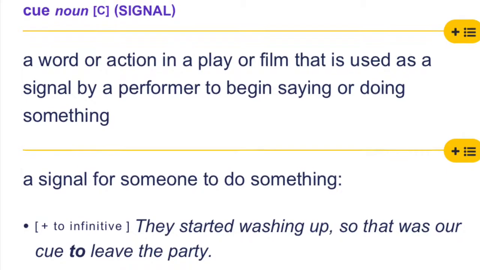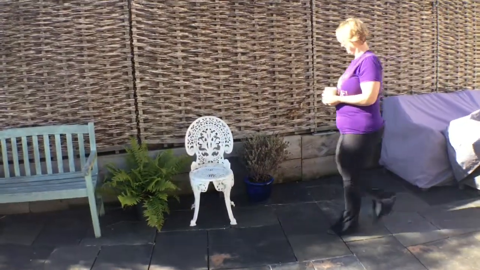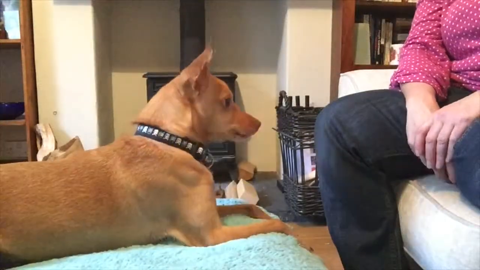A cue is a request for a behaviour to happen. This could be something really simple, like a chair is a cue to sit down. Or the name of the dog is a cue to turn their head and look at you. Scooby.